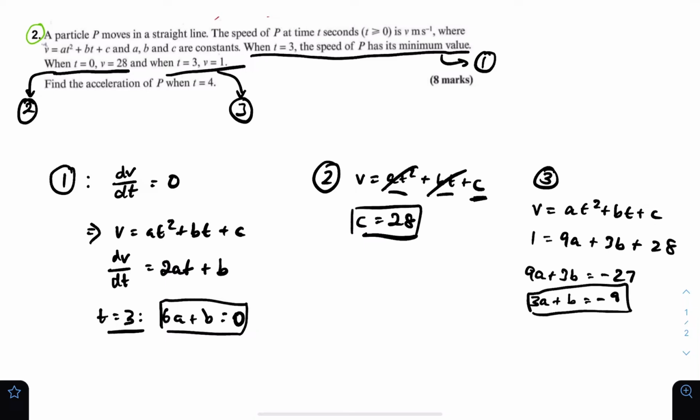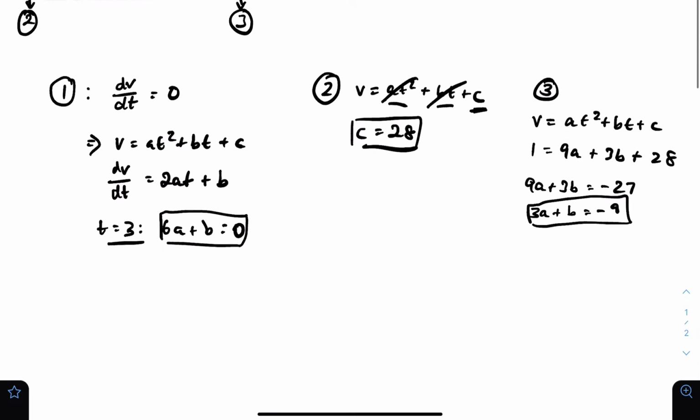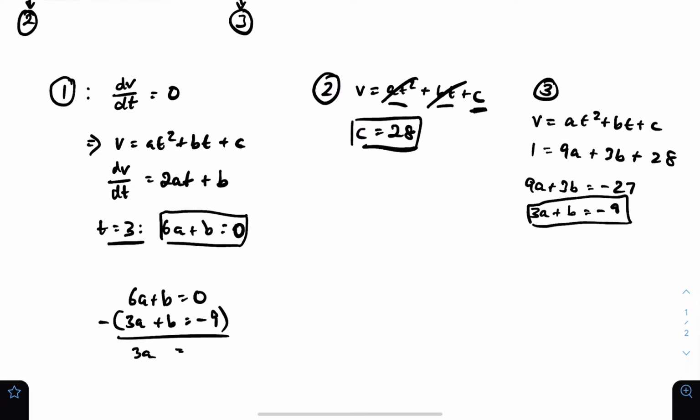Now we have our 3 pieces of information, we can combine them. We're going to use simultaneous equations with equations 1 and 3 to get what a and b are, since we already know what c is. So if we write them out, 6a plus b is equal to 0, and then we have 3a plus b is equal to negative 9. We can use the elimination method to subtract equation 3 from equation 1, and we get 3a is equal to, so negative negative 9 is positive 9, so 3a is equal to 9, and a is equal to 3.